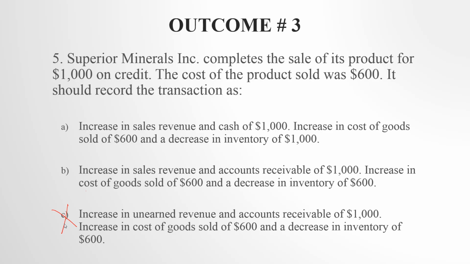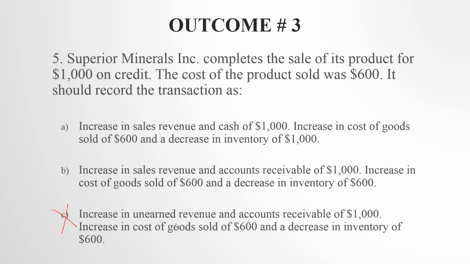The reason is that it says that there was an increase in unearned revenue of $1,000. Unearned revenue goes up when we haven't provided the service, but we have received cash and we owe the service to the customer. In this case, cash has not been received. It was a credit sale. And further, the service has been provided. So C is definitely wrong. That leaves us with A and B.